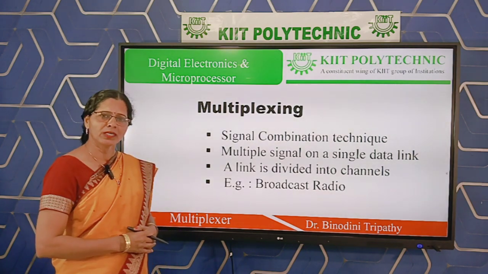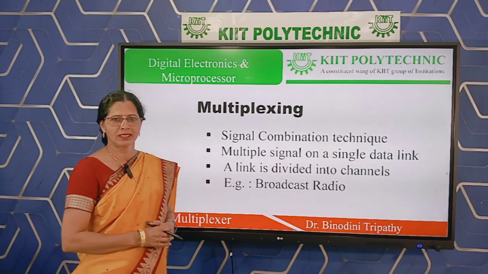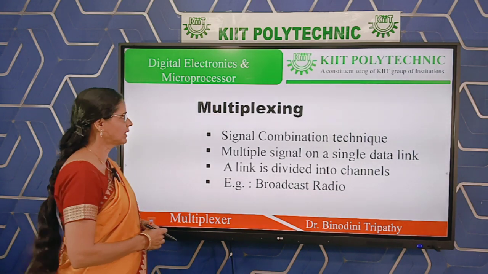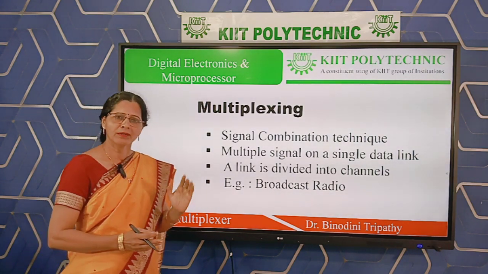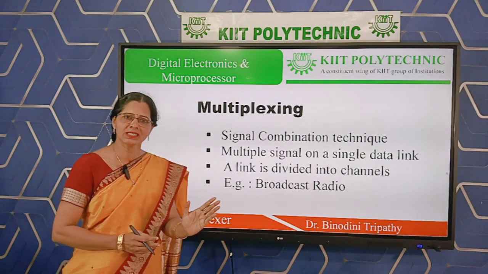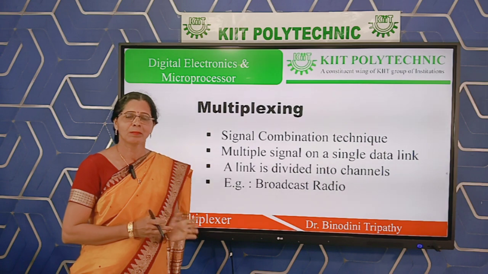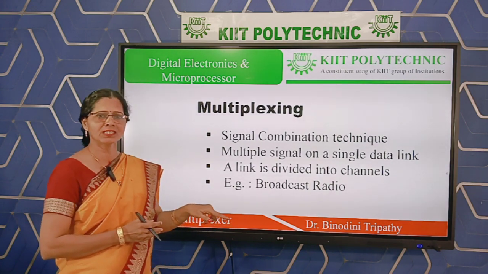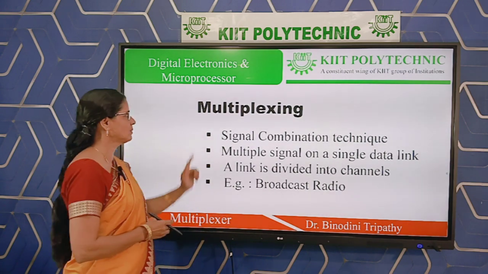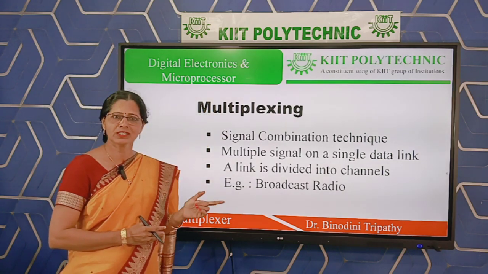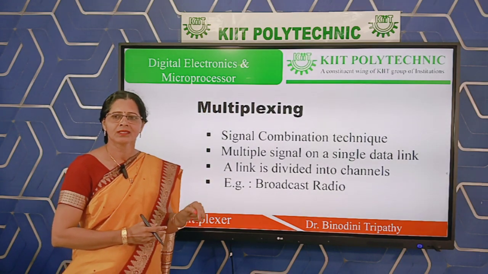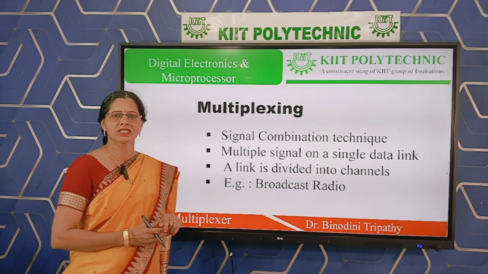So now what is multiplexing? Before implementation, another word you have to know: what is multiplexing. The device that selects any one signal and routes it to the output is known as the multiplexer. But the process of selecting any one signal and routing it to the output is known as multiplexing. The process is known as multiplexing. The device itself is known as the multiplexer.